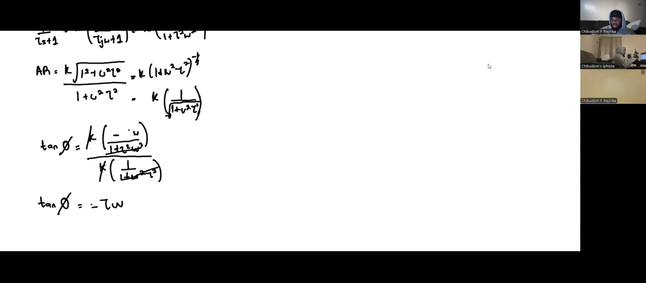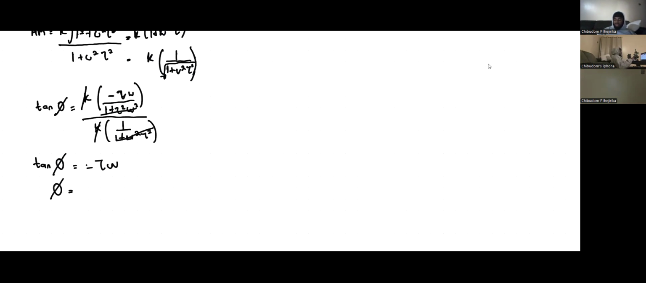The j goes because it's going to be squared, so that's going to be negative. That's going to be -1. So -1 goes, so it stays, so it's going to be this. So that means it's going to be minus tan inverse of this.